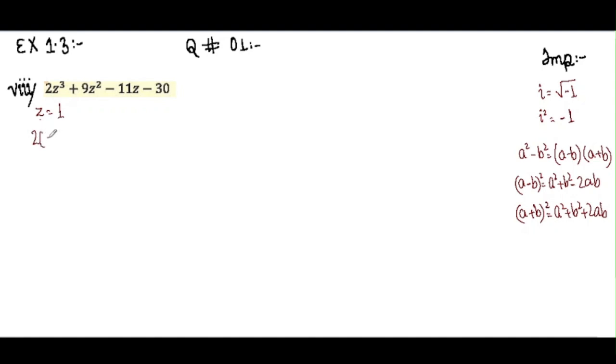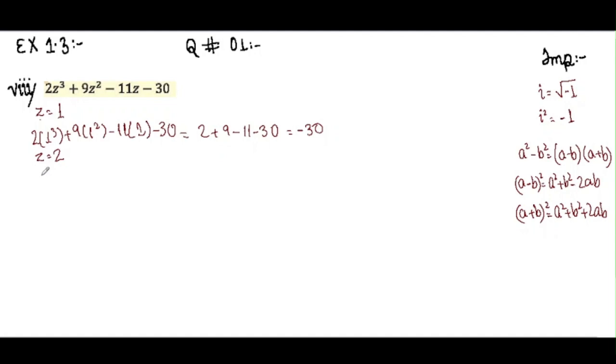So 2 into 1 cube plus 9 into 1 square minus 11 into 1 minus 30 equals 2 plus 9 minus 11 minus 30. So it becomes minus 41. Minus 41 plus 9 gives us minus 32. Minus 32 plus 2 gives us minus 30. So this is not a factor.